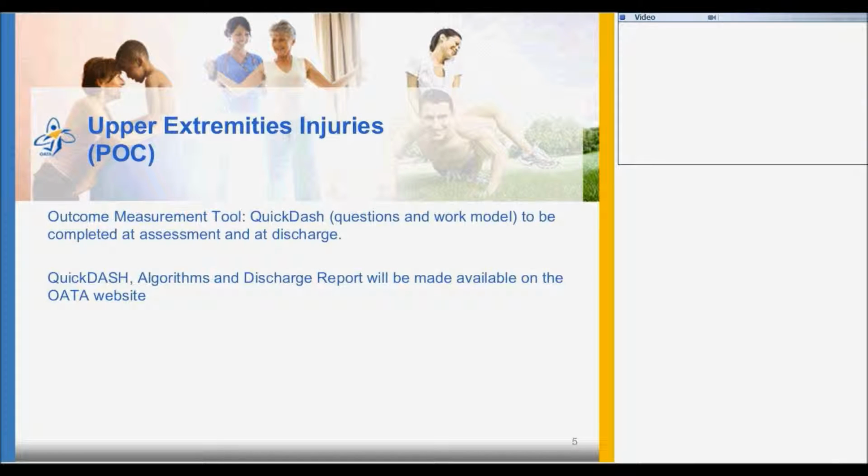The tools that will be used to assess the outcome measure will be the Quick Dash and Quick Dash work module. These are an 11-question and 4-question tool, respectively. These 2 quick questionnaires are to be completed upon assessment and discharge of the patient. The scores from these questionnaires will be input into the discharge report. Copies of the Quick Dash and work modules will be made available on the OATA website.